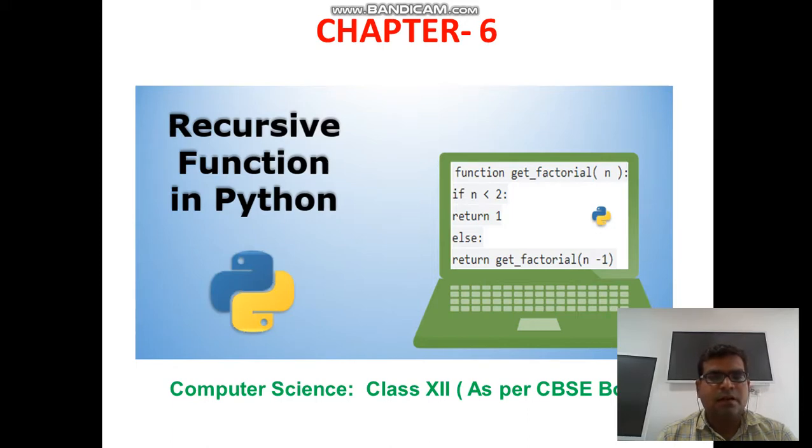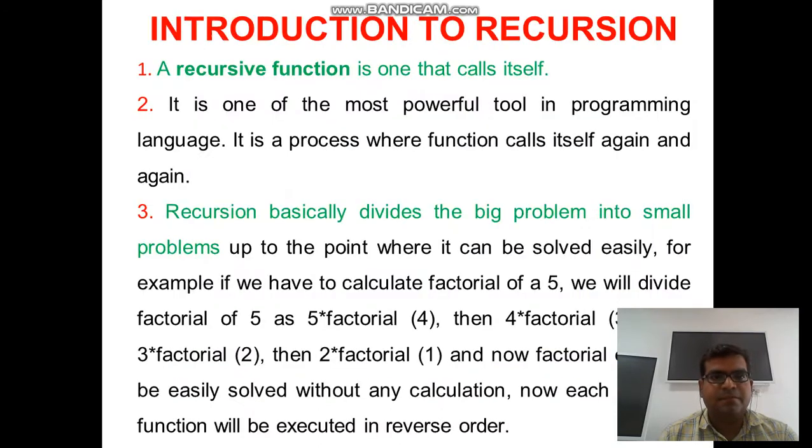So what is the meaning of recursion? Recursion means if anything calls itself, that is called recursion. Same thing, if a function calls itself, meaning a function named x calls x in its own body, that is called a recursive function. It is one of the most powerful tools in programming languages. It is a process where a function calls itself again and again.